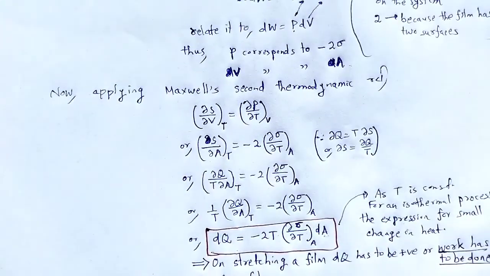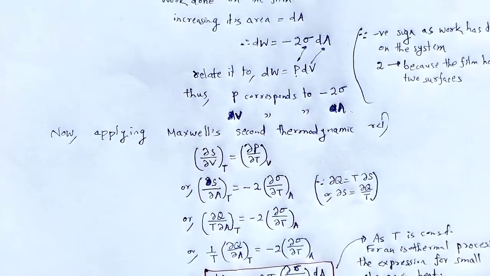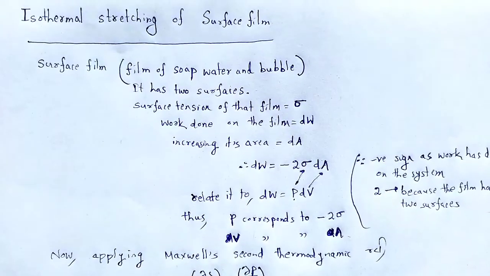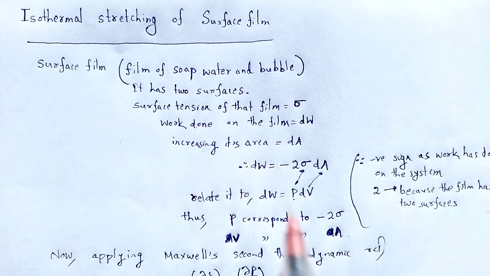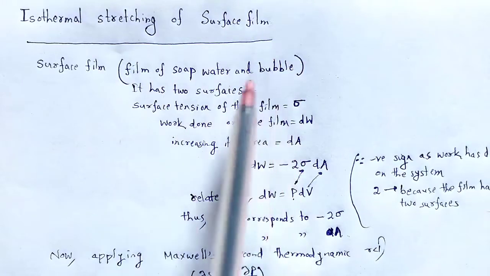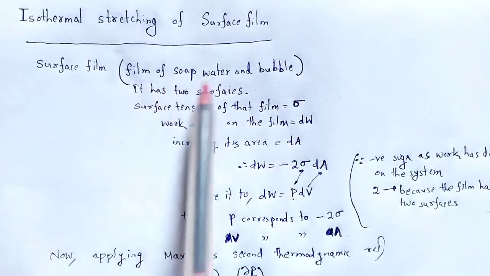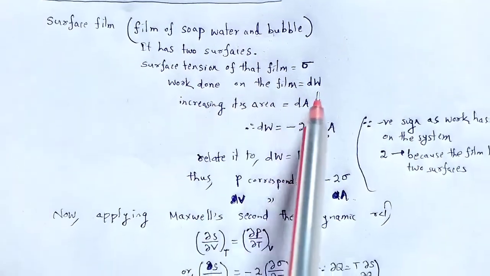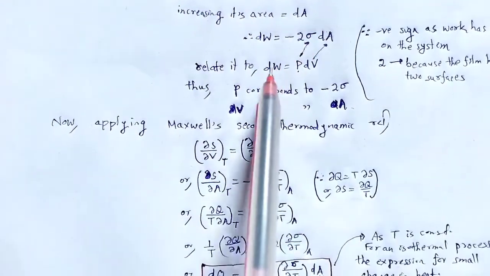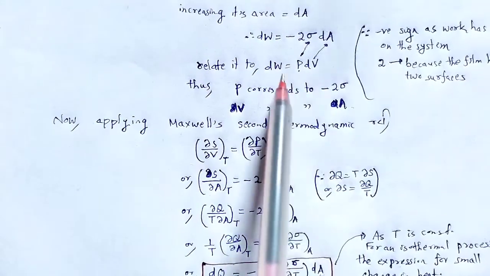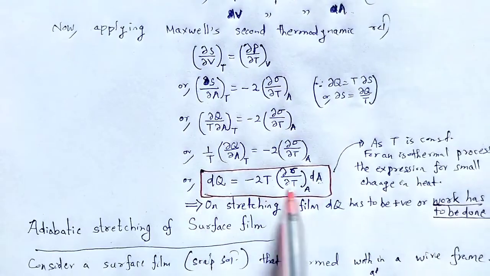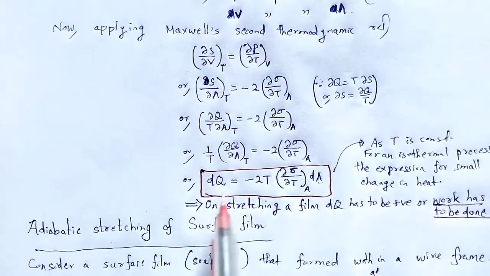So, with the help of this video lecture, we understand how stretching takes place in isothermal and adiabatic processes of a surface film. This is the isothermal stretching of surface film. We take the surface film as an example of a film of soap water and bubble. It has two surfaces. So, the surface tension, work done, then we compare it to the work done and apply Maxwell's thermodynamic relation, and finally get how the temperature change in heat is produced.